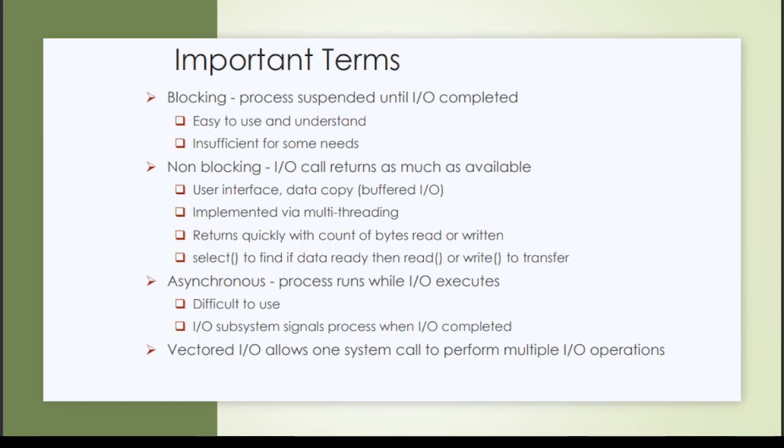to transfer data. Asynchronous devices: the process runs while the IO executes. In this, we run a process in parallel and the IO is also executed. It is very difficult to use. The IO subsystem signals the process when IO is completed. Vectored IO allows one system call to perform multiple operations.